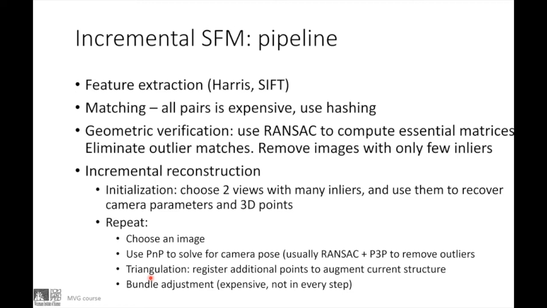Okay? For these points, we perform triangulation. Which means that we use these pairwise correspondences to find the three-dimensional positions for the structure that we already have. So this means that we augment our reconstruction with new points. Okay? Hope this is clear.